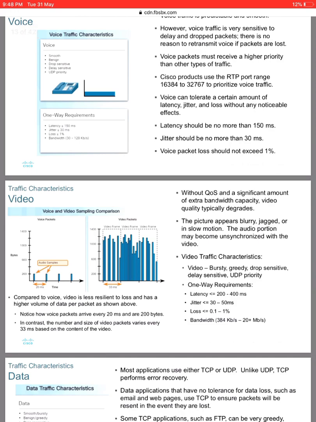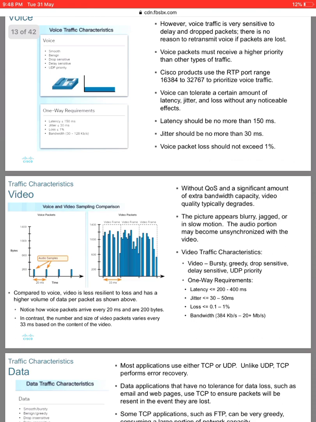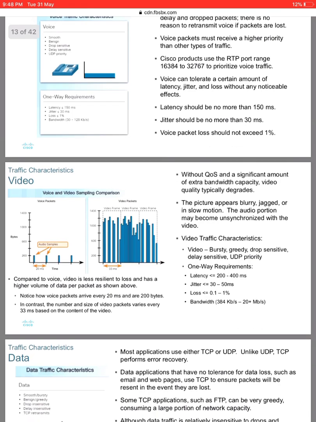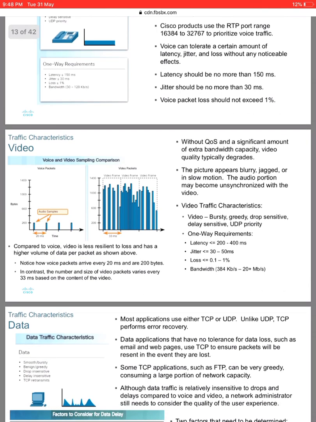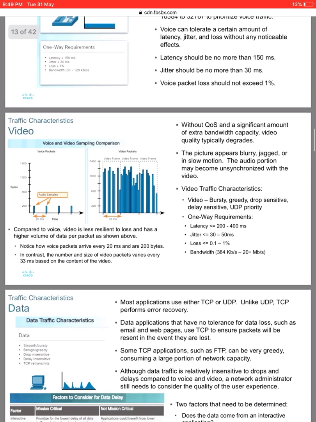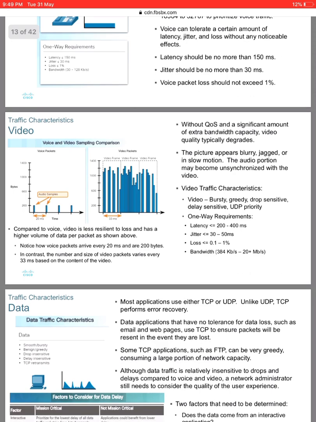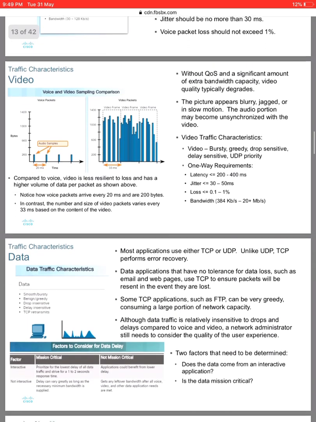Cisco products use the RTP port range 16384 to 32767 to process voice traffic. Voice can tolerate a certain amount of latency, jitter, and loss without any noticeable effects. Latency should be no more than 150 ms. Jitter should be no more than 30 ms. Voice packet loss should not exceed 1%.